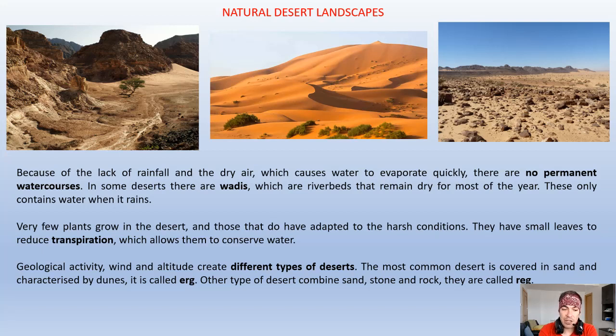And finally, the geological activity, the wind and the altitude create different types of deserts. Not all the deserts are the same. The most common desert is covered in sand and characterized by dunes. This one, for example, is a sand desert and it is called erg.